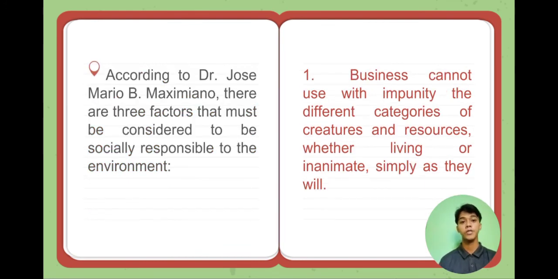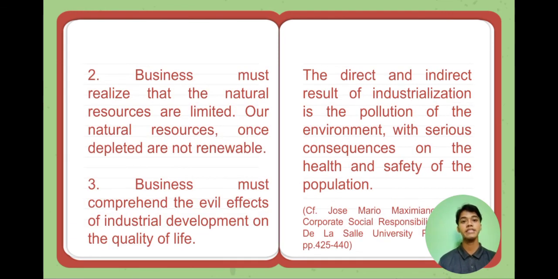So, according to Dr. Jose Mario B. Maximiano, there are three factors that must be considered to be socially responsible for the environment. Number one, business cannot use with impunity the different categories of creatures and resources, whether living or inanimate, simply as they will. And second, business must realize that the natural resources are limited. Our natural resources, once depleted, are not renewable. Business must comprehend the evil effects of industrial development on the quality of life. The direct and indirect result of industrialization is the pollution of the environment with serious consequences on the health and safety of the population.